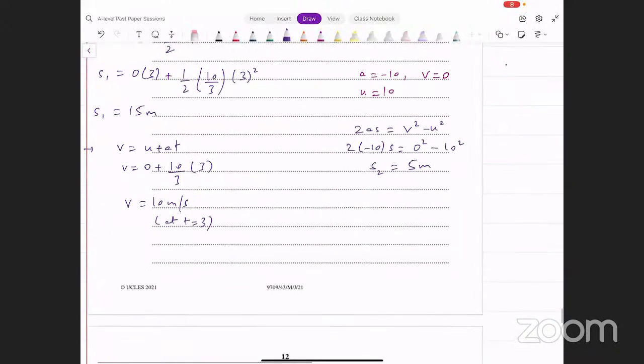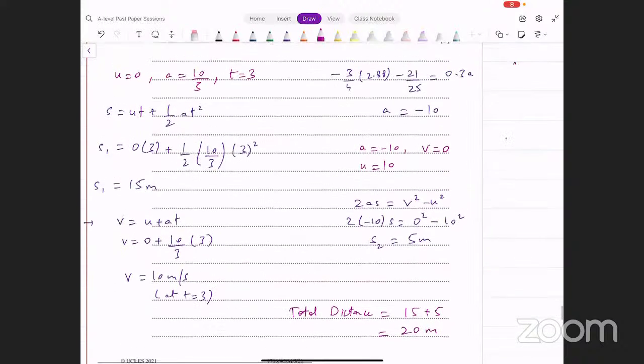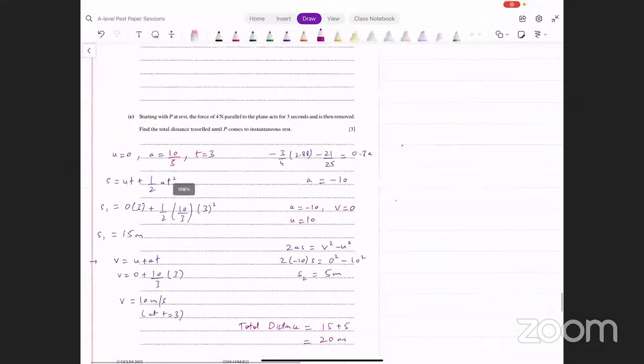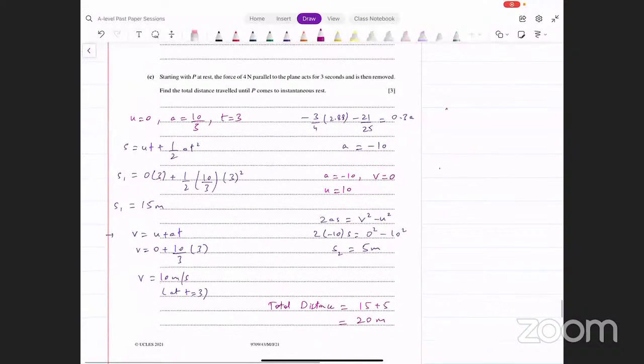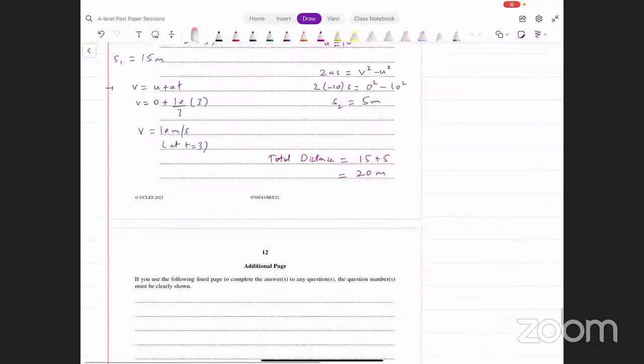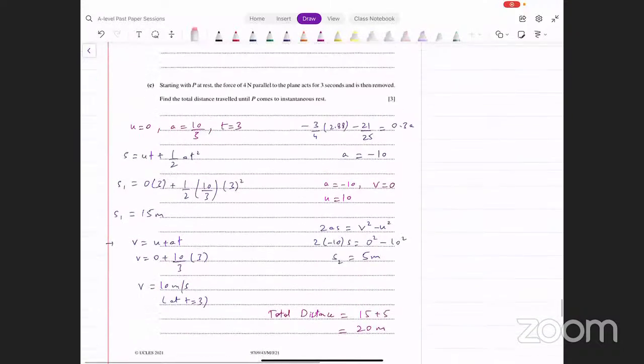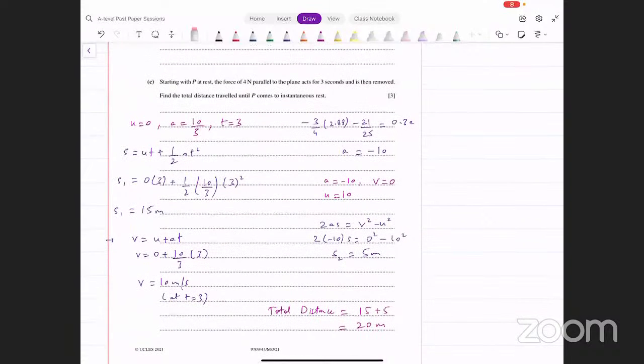Total distance कितना हो गया? 15 पहले part में था, फिर आपके पास 5 हो गया. The total distance traveled is 20 meters. That's what we were looking for. All right, so that was this last question from this paper. It was quite long actually for 3 marks, but that's what you had to do here. And that completes this paper as well, in terms of the difficult questions at least.